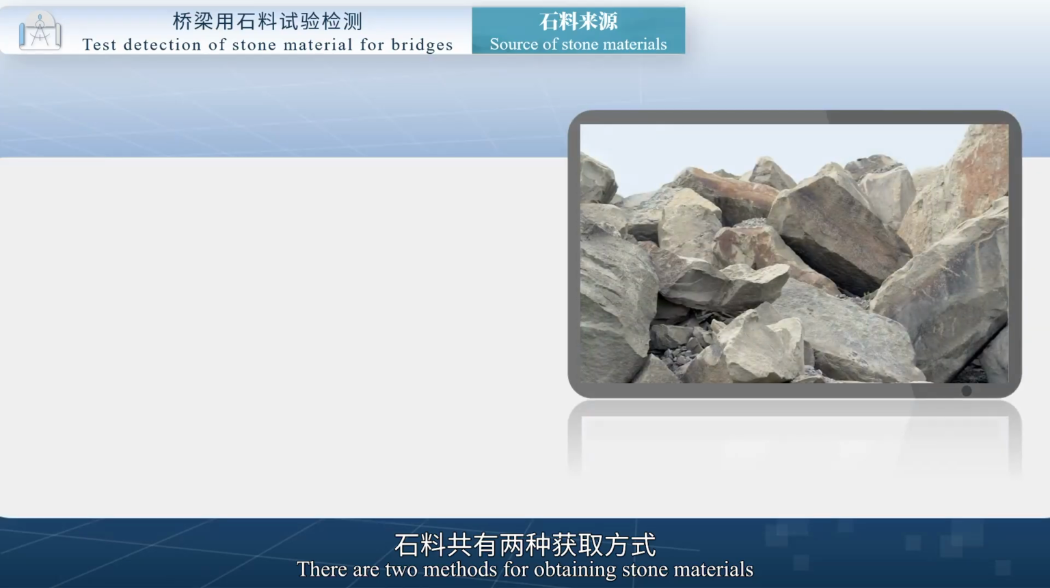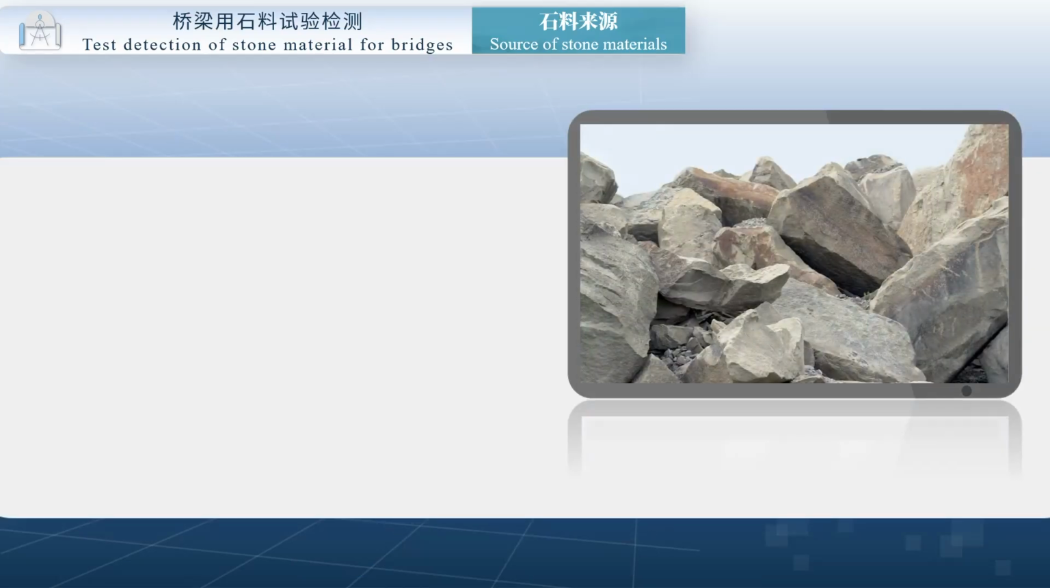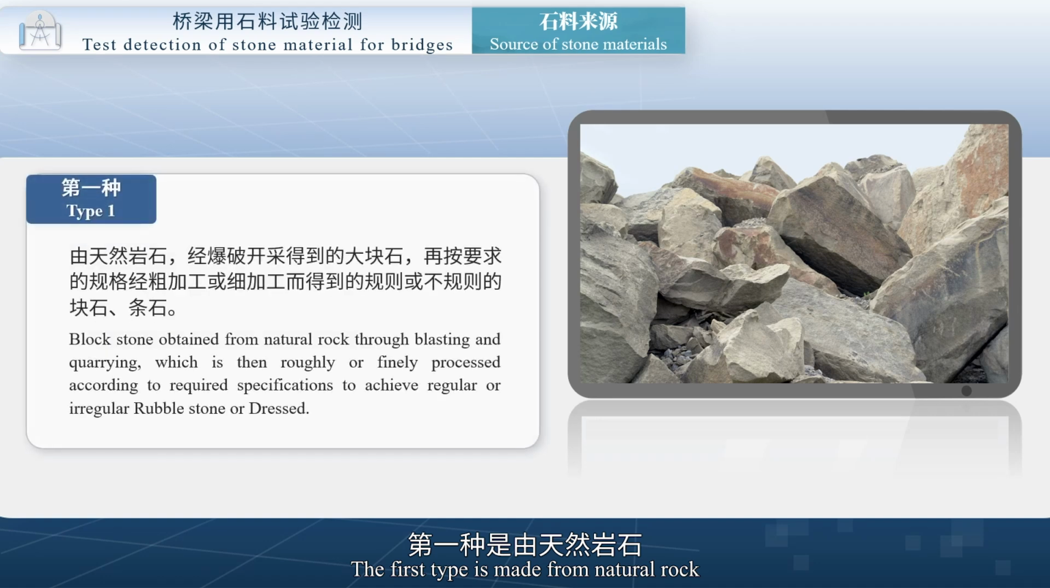There are two methods for obtaining stone materials. The first type is made from natural rock. Large block stones are obtained through blasting. Then, according to required specifications, they are obtained through rough or fine processing: regular or irregular rubble stones, dress stones, etc.